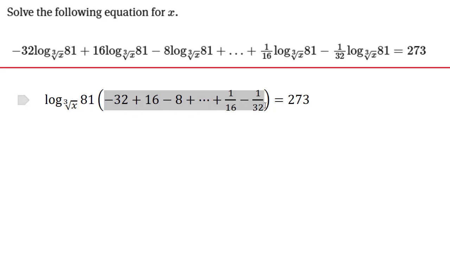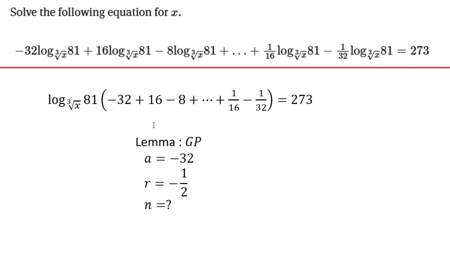I want to write a little lemma here away from my main working. Here's my main working in this equation, but I need to know what's inside these brackets. So I write a little lemma. Let's just do this here. First term is minus 32. The common ratio is clearly minus a half.